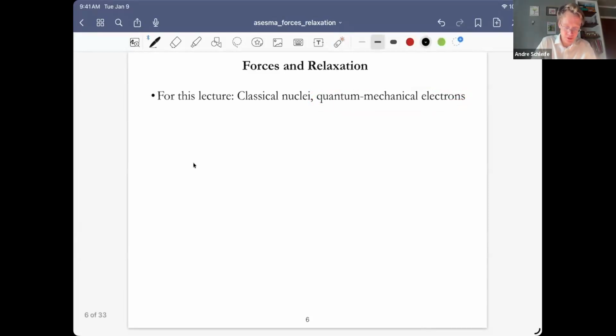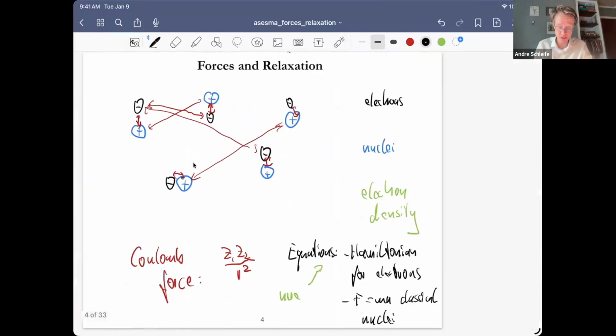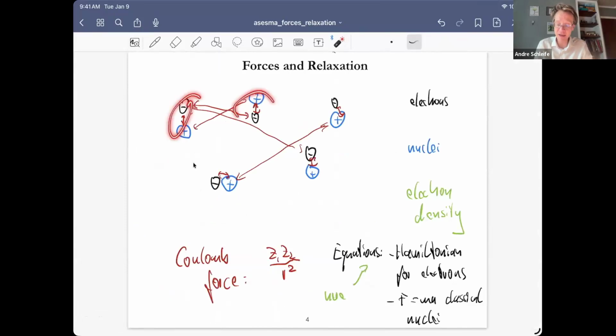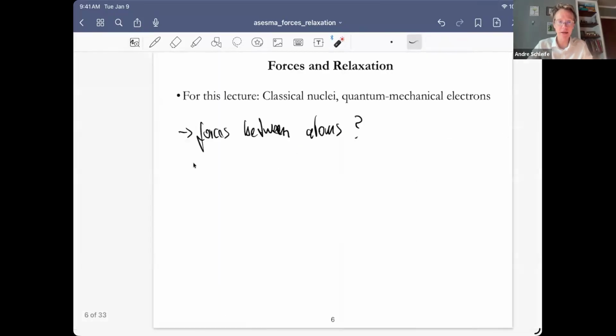What we want to know is the forces between atoms. Sorry, between atoms. That's what we would like to compute. So that's what we want. That's what we're interested in. And in principle, we could do this, right? We could use something like 5 hydrogens. We will start with the simpler case.